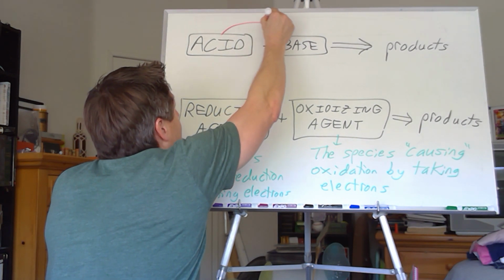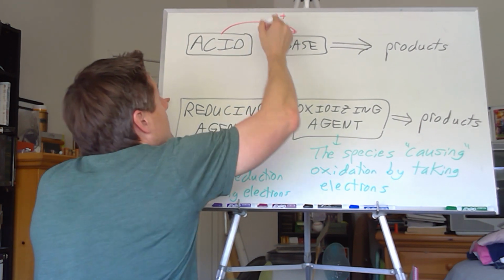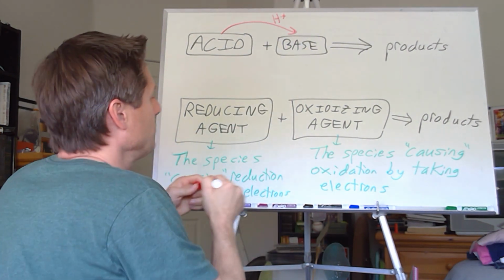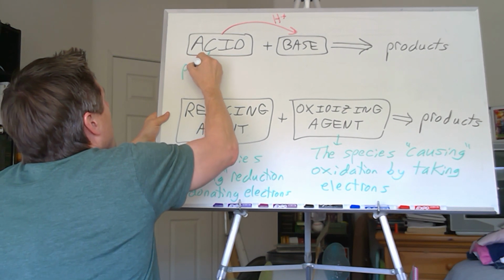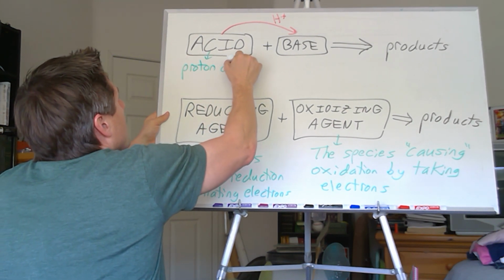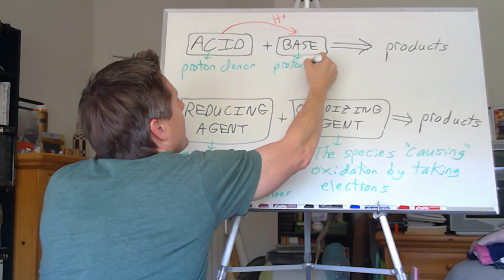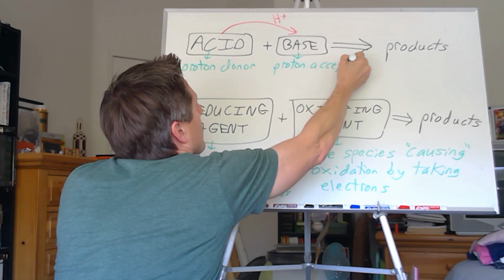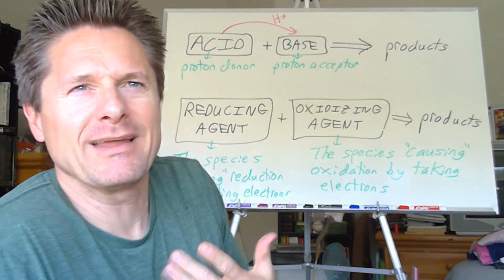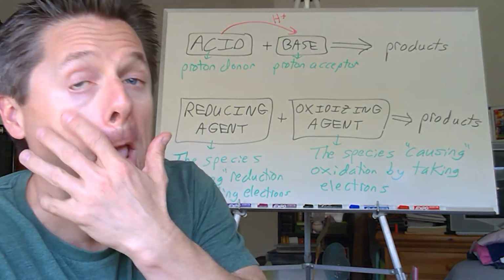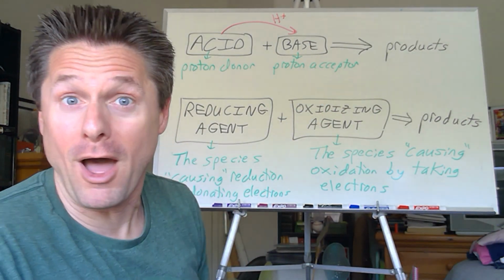Acids donate the proton, the H+. So we can write this as the proton donor, and the base is the proton taker or acceptor. Weak bases tend to be more proton acceptors: I don't really want it, but okay. Where strong bases are proton takers: I'm going to take your H+ whether you want it or not.